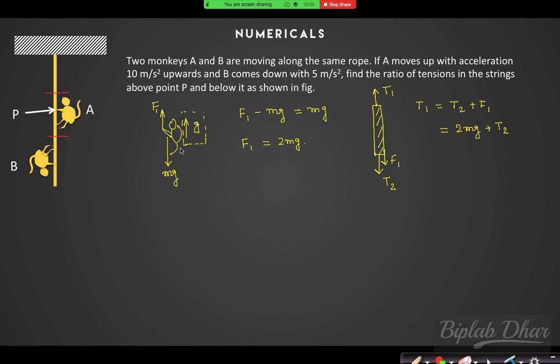Right? In a very similar way, I want you to draw the free body diagram of the lower monkey and this lower segment of the rope. Just try to draw them in your copy. Sir, have you taken the acceleration of the first monkey as g? Yes, the value is 10. For calculation purposes, I have taken it as g.